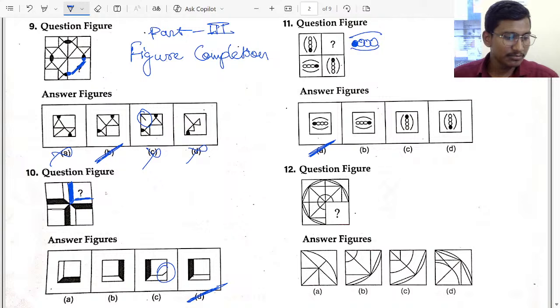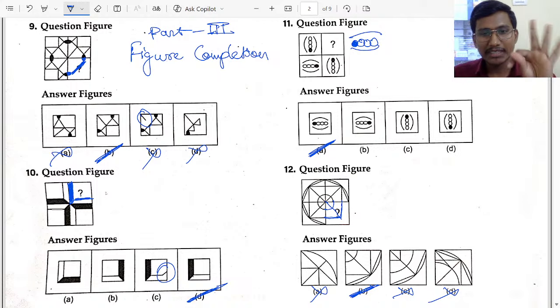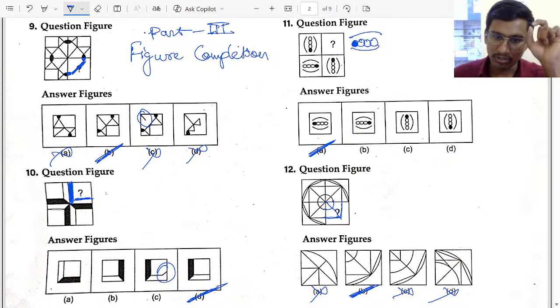What is the answer, tell me? Okay, so for the 12th one, if you see, this square will complete, this circle will also complete, there will be a line like this, right? So this is how it will look like. If A is not possible, and C is not possible, and D is also not possible, the answer is option B for the 12th one, okay? So this is part 3 of the mental ability, that is figure completion. You can draw or you can go with options and identify. So let's go to the next question.